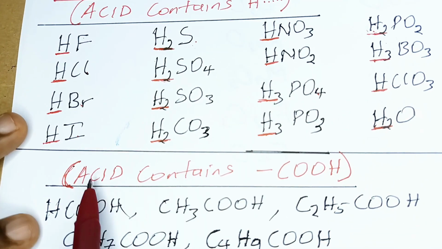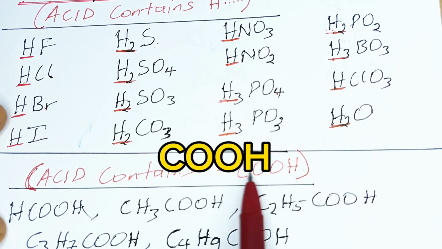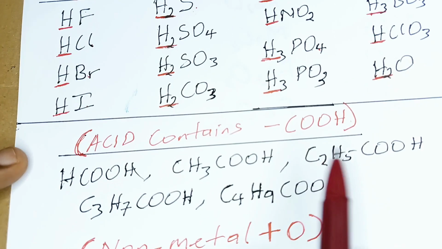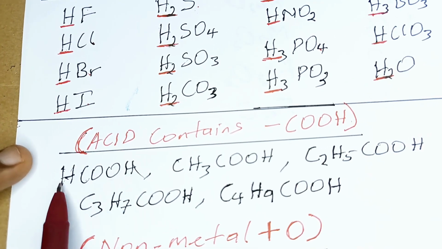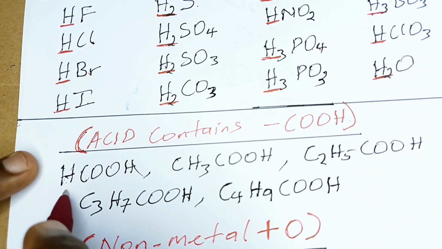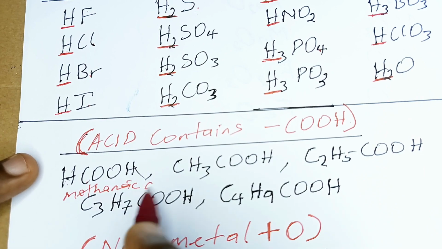The second method is when our acid contains COOH. This is an organic acid when you have COOH, but it's still an acid. Let's take some examples. This is COOH joined with hydrogen. Because it has only one carbon, we call it methanoic acid.